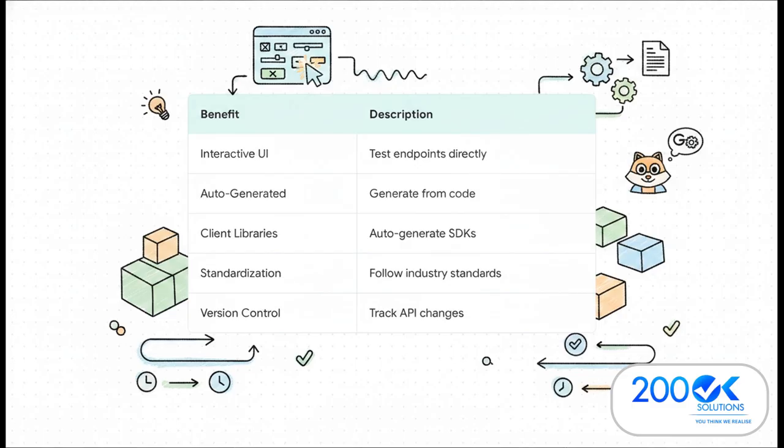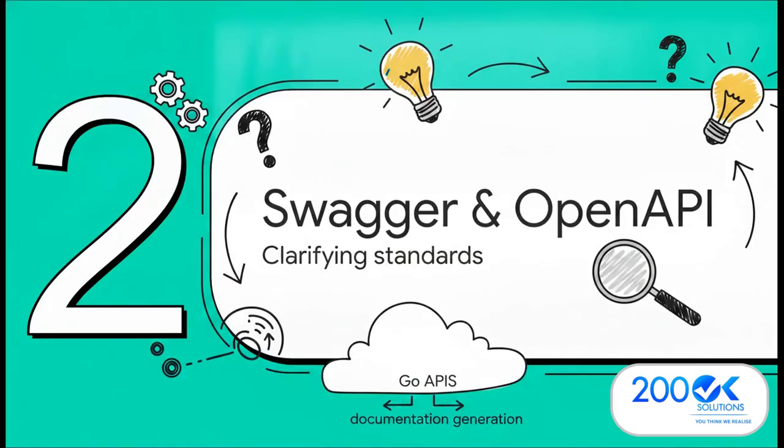Second, and this is absolutely crucial for us backend developers, it's auto-generated. There's zero need to write documentation manually in some separate file. You generate it straight from your code comments. It also standardizes the process, allows for easy version control of your API changes, and can even automatically generate client SDKs in multiple languages. It literally takes documentation from being a tedious chore to a seamlessly integrated part of your development lifecycle.